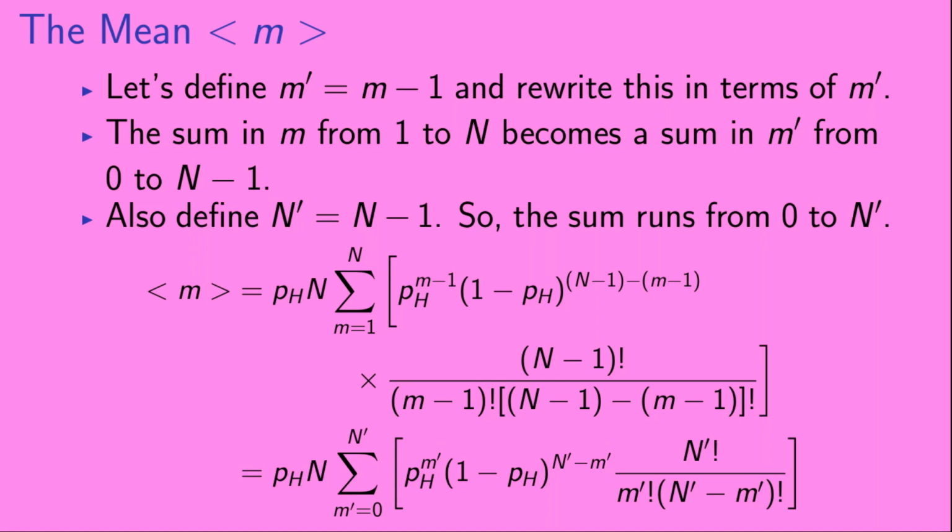So we put those substitutions in our previous expression, and we get that the mean value of m is equal to ph times n times the sum over m prime from m prime equals 0 to n prime of ph raised to the m prime power, 1 minus ph raised to the power of n prime minus m prime, times n prime factorial over m prime factorial n prime minus m prime factorial.